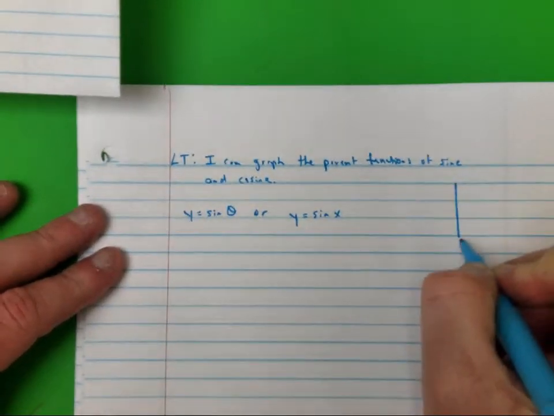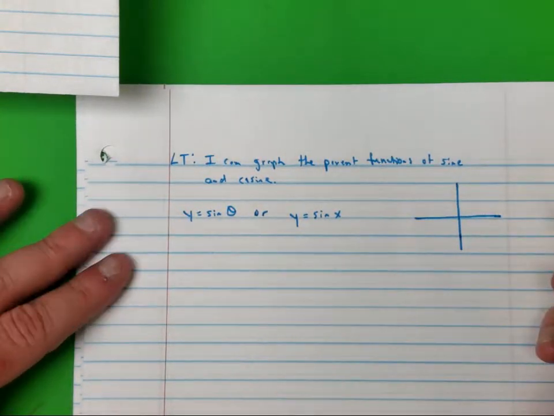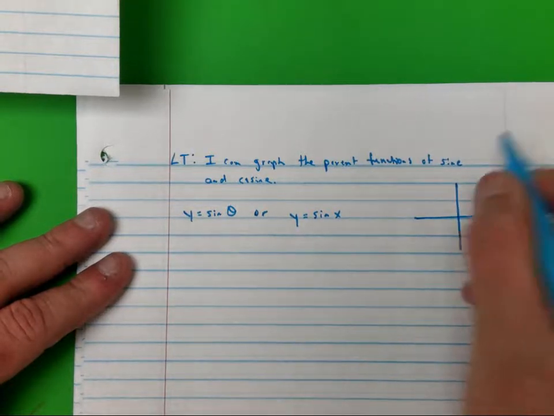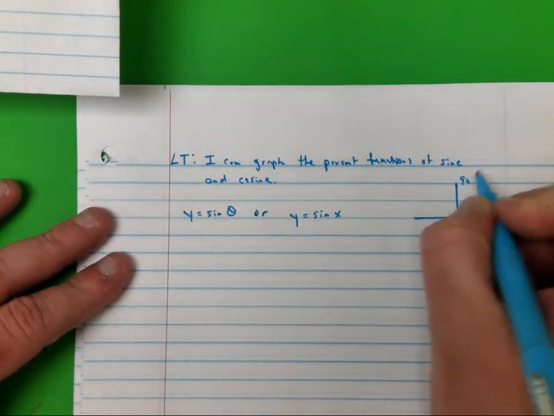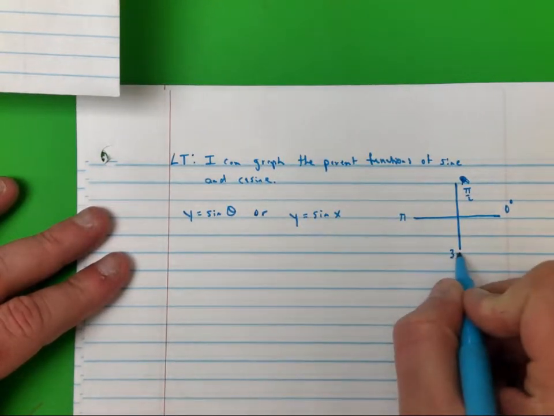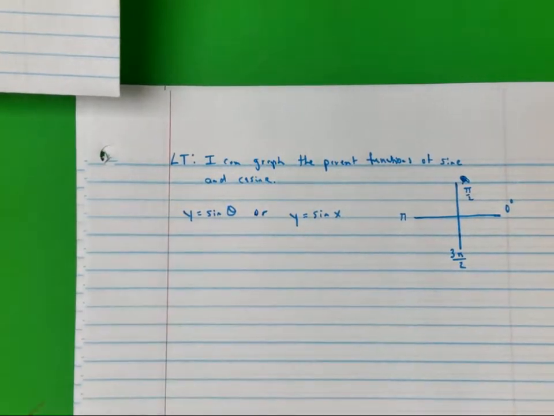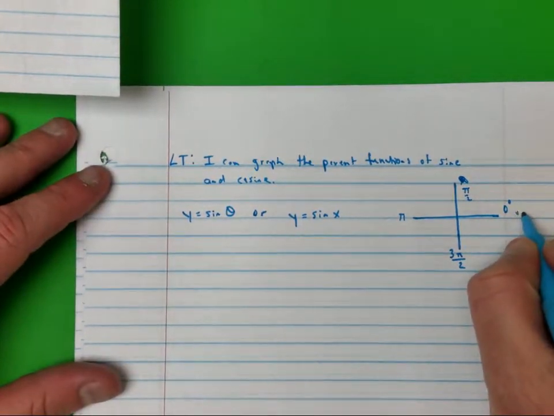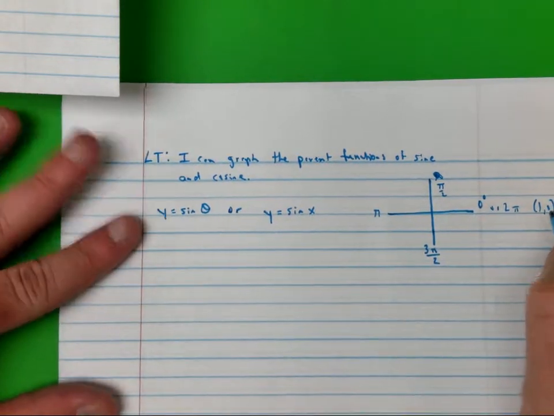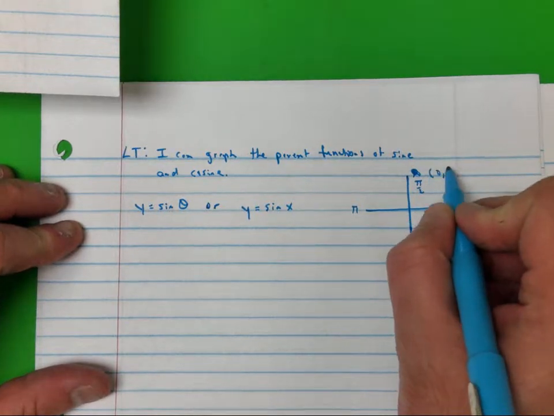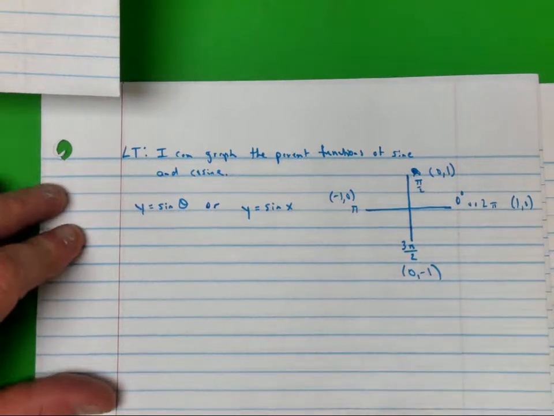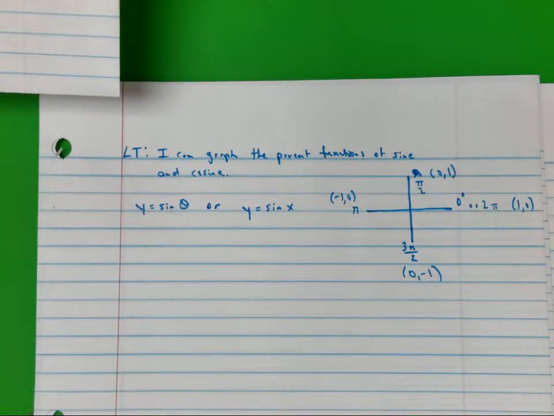I'm going to draw a little diagram here to hit the major points. If we went around the unit circle, this is 0 degrees. This is 90, or pi over 2. Pi, 3 pi over 2. And then this is back at 2 pi. Now let's look at our ordered pairs. This is 1, 0 associated with this point. 0, 1, negative 1, 0, and 0, negative 1. Okay?